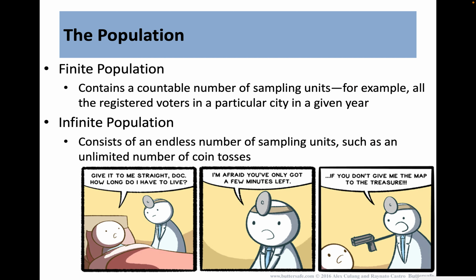A finite population contains a countable number of sampling units, for example, all the registered voters in a particular city in a given year. An infinite population consists of an endless number of sampling units, such as an unlimited number of coin tosses.